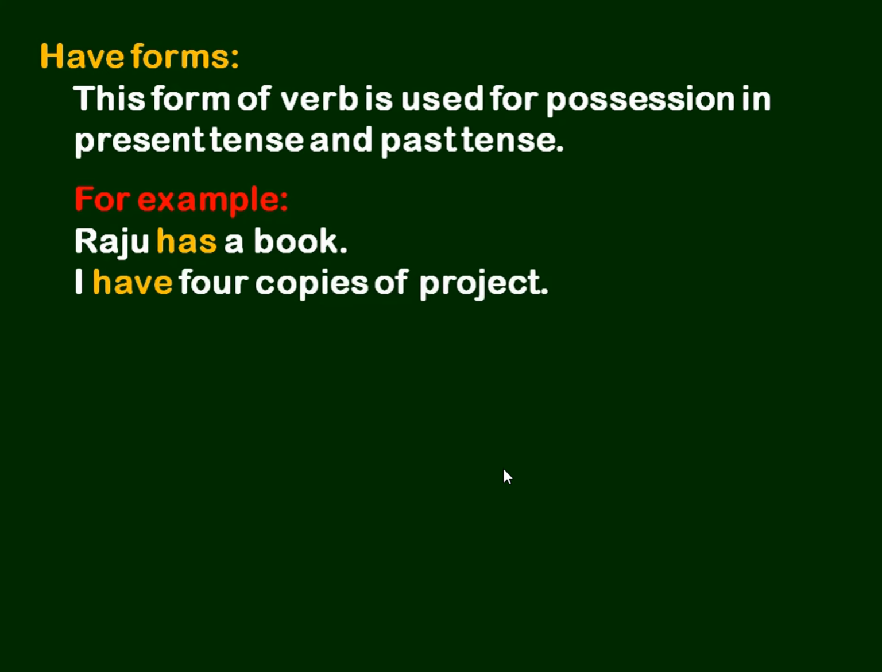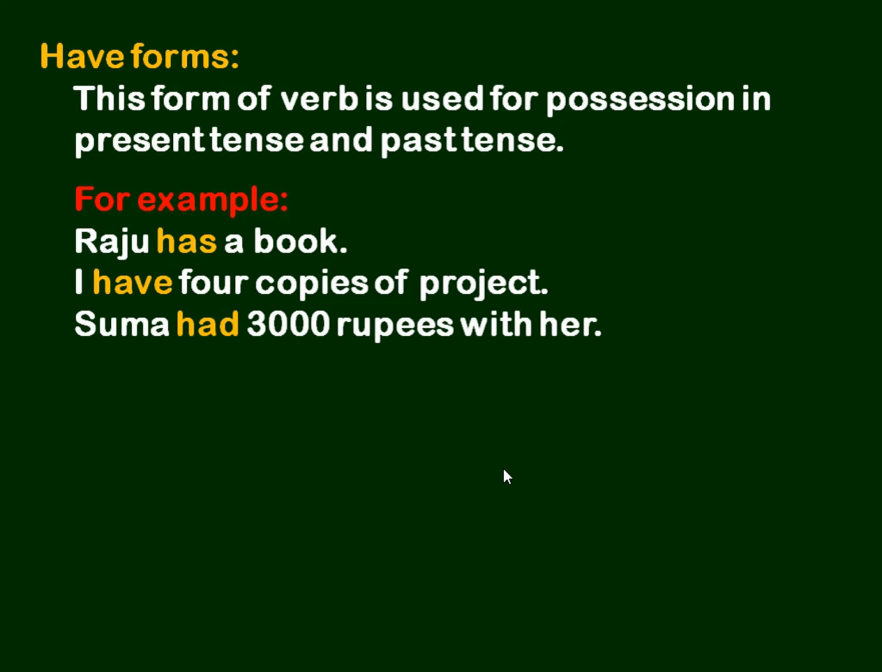Have has two forms in present tense, have and has. So I have 4 copies of project here. Have is possession form. Then Suma had 3000 rupees with her here. Had is a past, simple past form. So we are using it here, past possession.